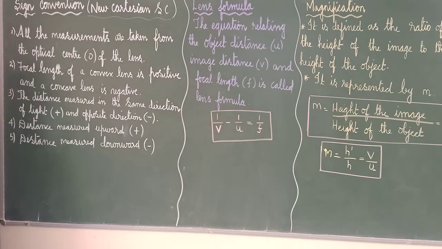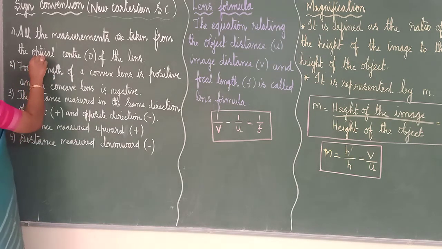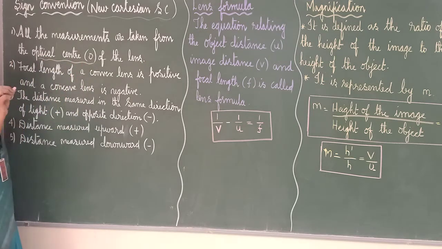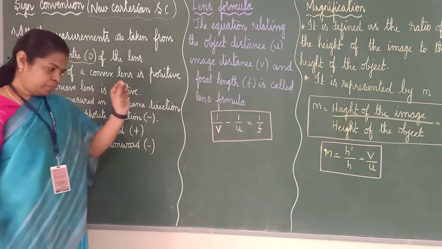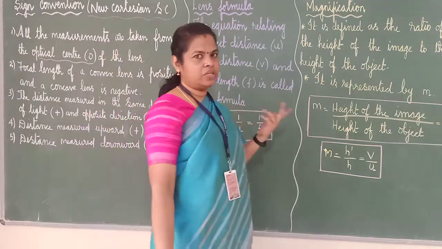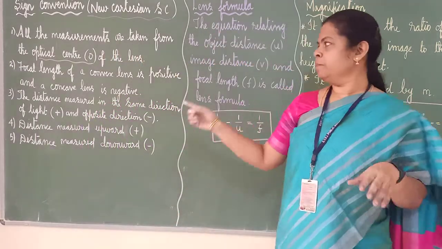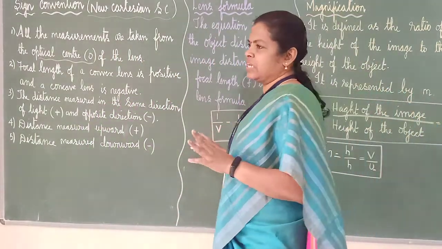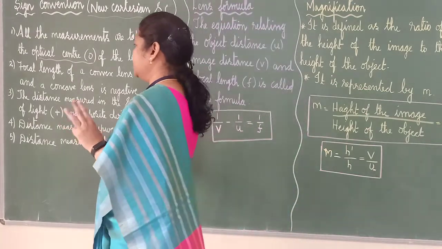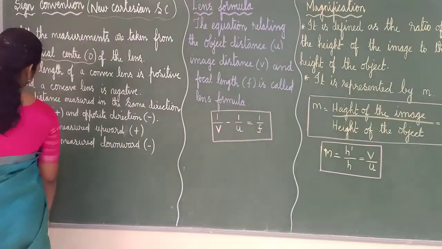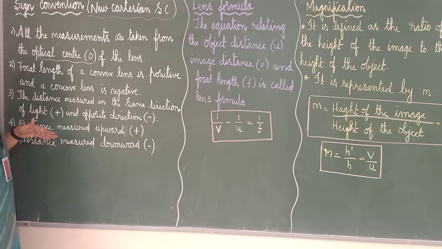There are 5 points. All the measurements are taken from the optical center. In mirror we have studied, we should take the pole. From the pole only we should measure what is U, what is V and all. So here, all the measurements are taken from the optical center of the lens. That is the first point.